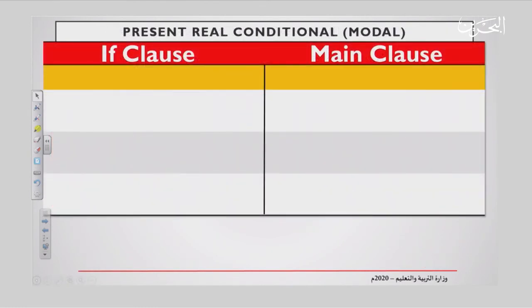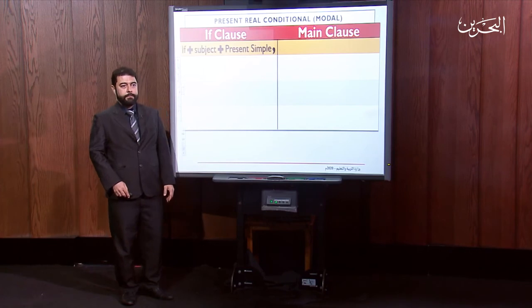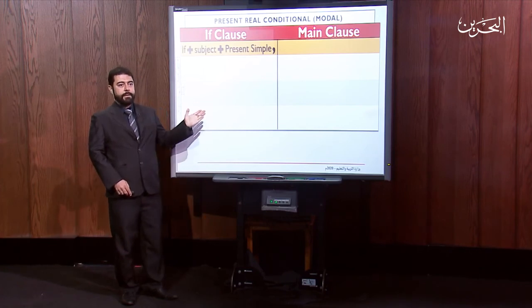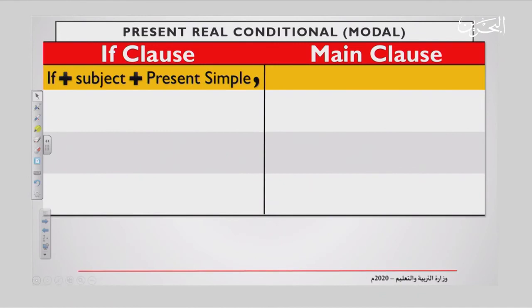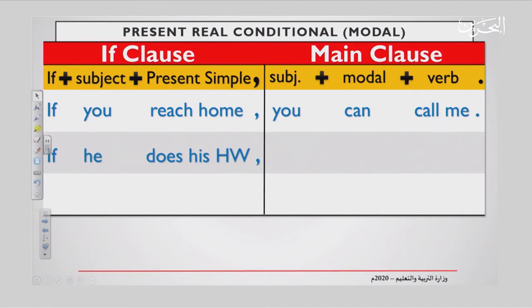Right, present real conditional model. We start with the if clause, we end with the main clause. So we have if plus subject plus present simple, comma, subject plus modal plus verb, full stop. Let's take a look. If you reach home, you can call me, and can is a modal. If he does his homework, comma, she should give him a gift. So should is a modal.